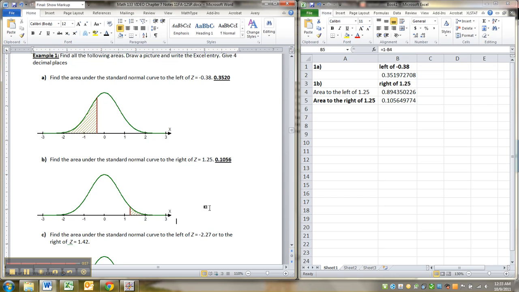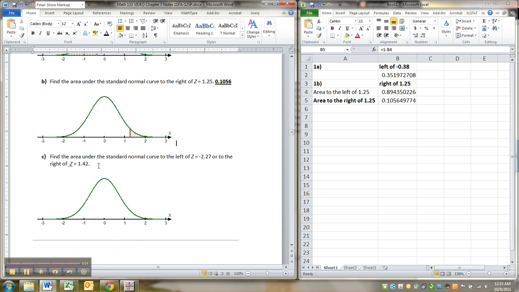All right, now for the next one, it's to the left of that and to the right of that. I'll make the graph, and I'll see you here next time with that graph pre-drawn.